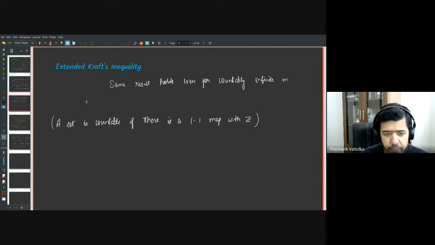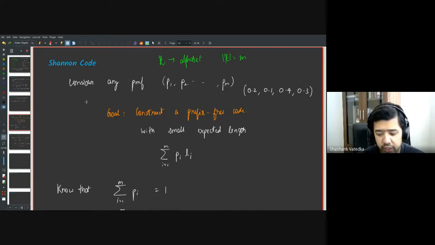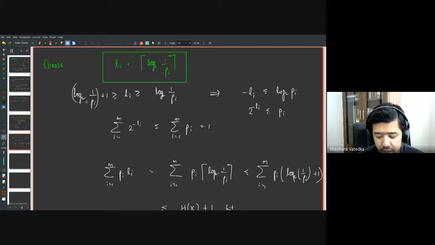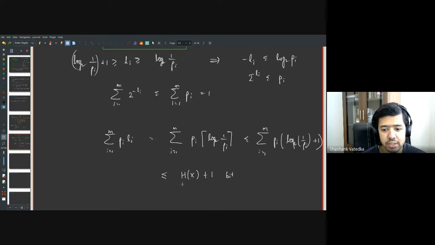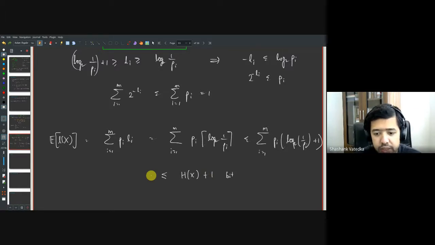And what does the Shannon code guarantee? With these lengths, we can construct a prefix-free code, and we have an upper bound on the expected length. The expected length is guaranteed to be within 1 bit of the entropy. The expected length L of X, which is the summation for i going from 1 to m of pi li, is less than or equal to H of X plus 1. It could be much smaller than H of X plus 1, but in the worst case, it is going to be H of X plus 1 bits. So that seems to be good.